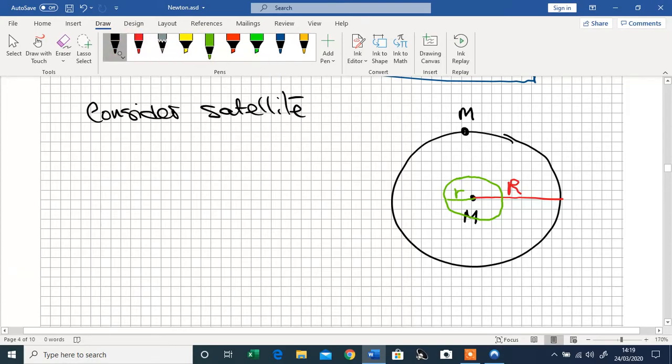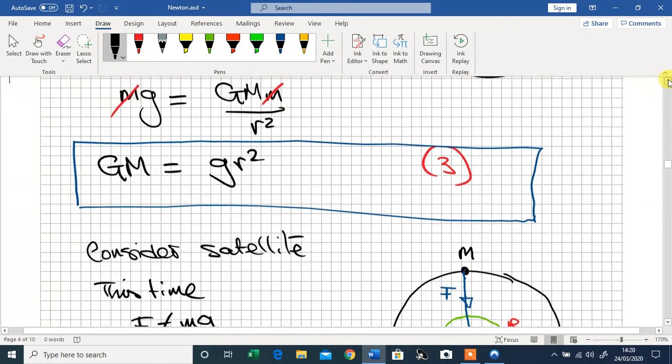Now again, for the satellite, let's mark this in blue. For the satellite, there is again a force acting towards the centre of Earth. So first of all, we have to recognise that this time F is not equal to mg, because g is different from what it was in the first part.